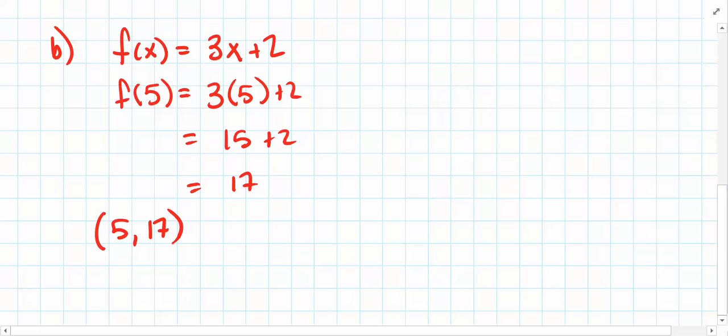Okay, good. So the 5 was the input. What was the output? 17 was the output. So I started with a function, I gave it 5, and it gave me 17. Let me show you a different function.